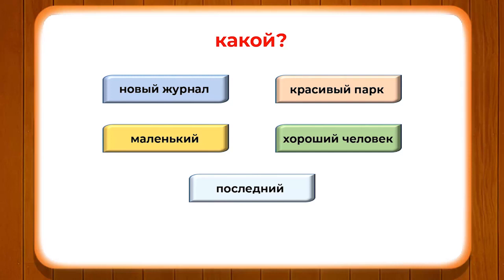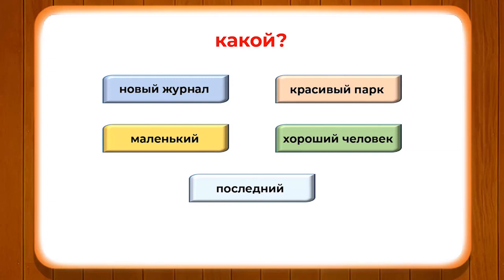Now let's have them as simple sentences. Новый журнал, красивый парк, маленький город, хороший человек, последний день. And now understand the meaning. Новый журнал means new journal. Красивый парк means beautiful park. Маленький город means small city. Хороший человек means good person. And последний день means last day.